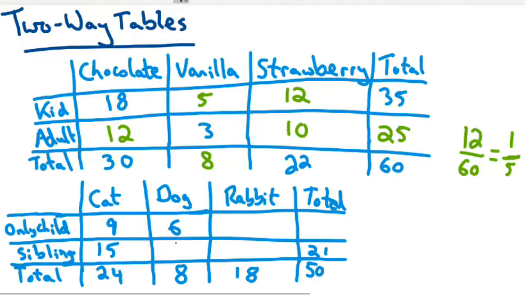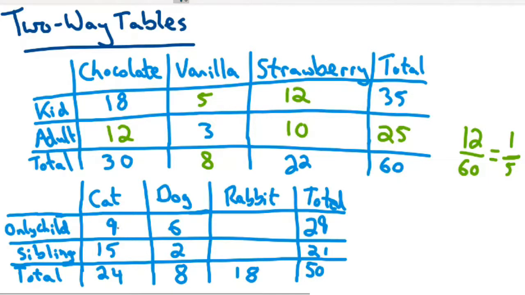Here, with the dogs, if there are 8 people with dogs in total, 6 of whom are only children, that leaves 2 people having siblings and a dog. The total number of people who are only children, if there are 50 people in total overall, and 21 people have siblings, that leaves 29 people being only children.